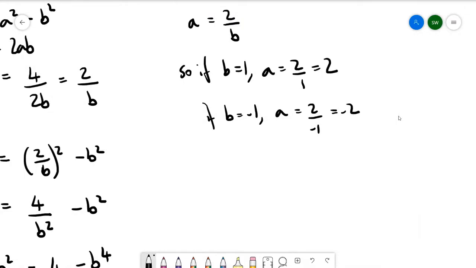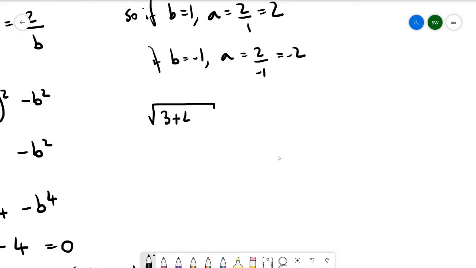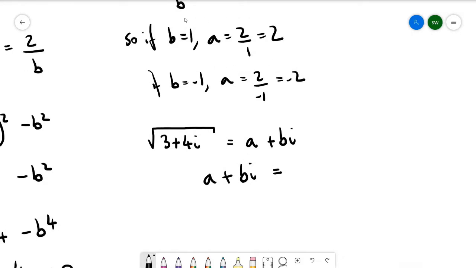So remember, we were looking for the square root of 3 plus 4i, and we said that that was going to be equal to a plus bi, this complex number. So we know that a plus bi is either equal to, we have this pair of solutions, a is 2, b is 1, so 2 plus i, or we've got another solution, a plus bi equals a is minus 2 and b is minus 1.